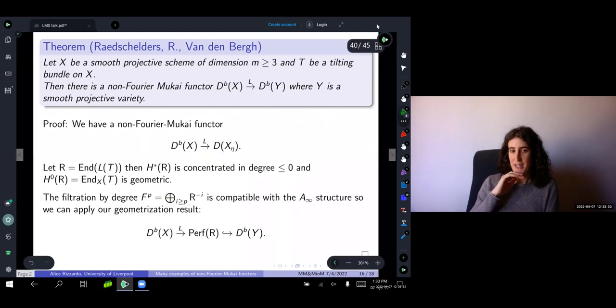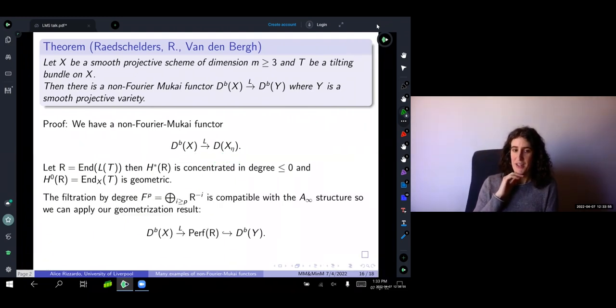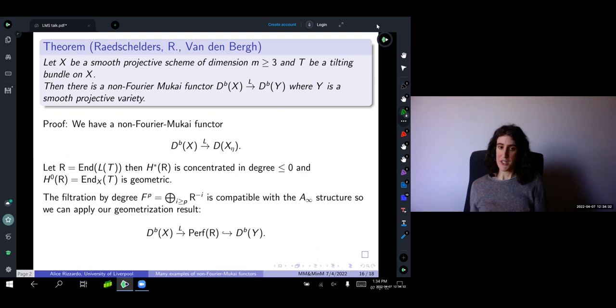And so we can apply the previous result that I showed you by using the sort of obvious filtration, which is just a filtration of the infinity algebra by the degree. So this is the filtration, and the biggest quotient is precisely H0 of R, which is the endomorphisms of T. So that's geometric. And then we have a filtration compatible with the infinity structure. And so we can apply our geometrization result.